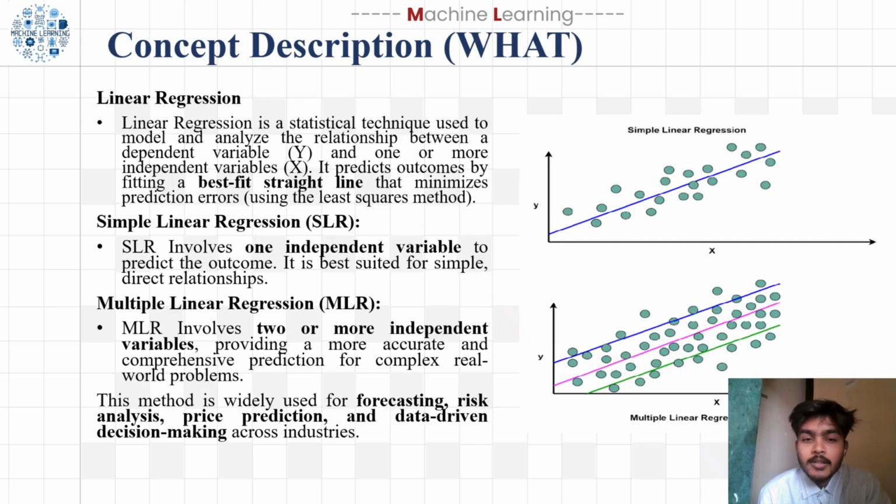Linear regression helps us model the relationship between input and output by fitting a straight line. In simple linear regression, there is one predictor and it is best for simple relationships. And in multiple linear regression, there are two or more predictors, useful for forecasting, risk analysis, and decision making in industries like finance, healthcare, and marketing.